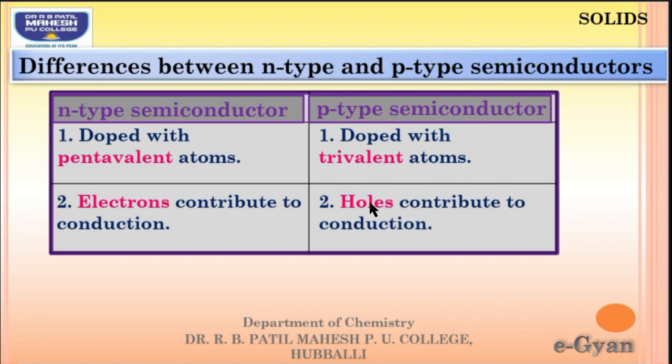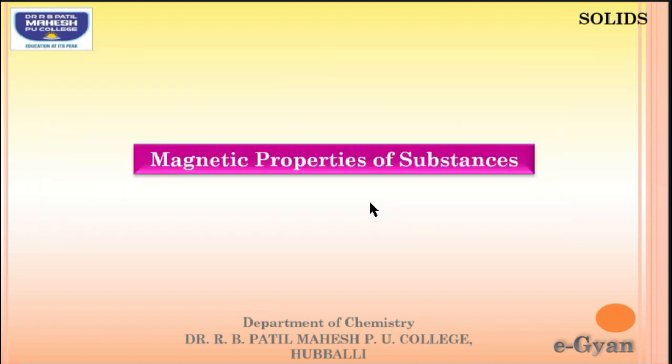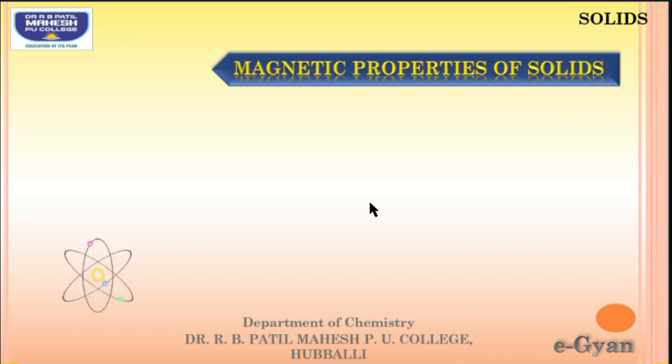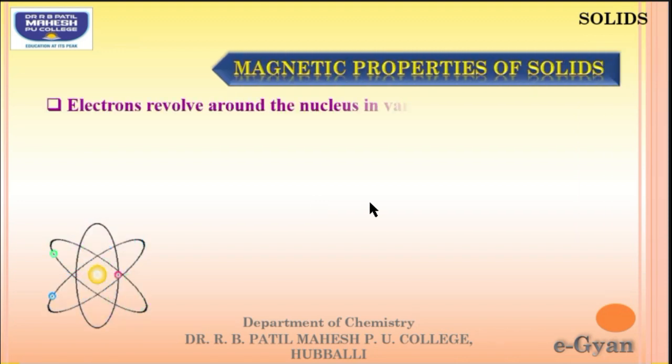Let us move to the second part, magnetic properties of substances. The magnetic properties of substances, you already know, electrons revolve around the nucleus in various orbits.